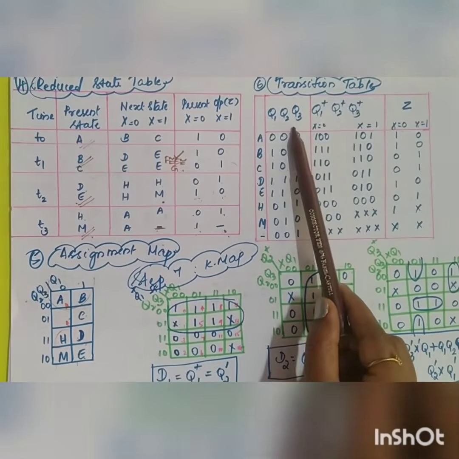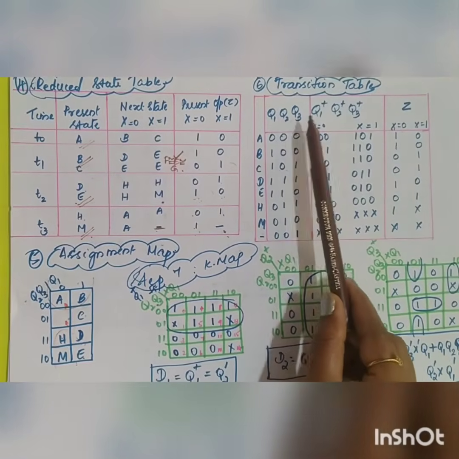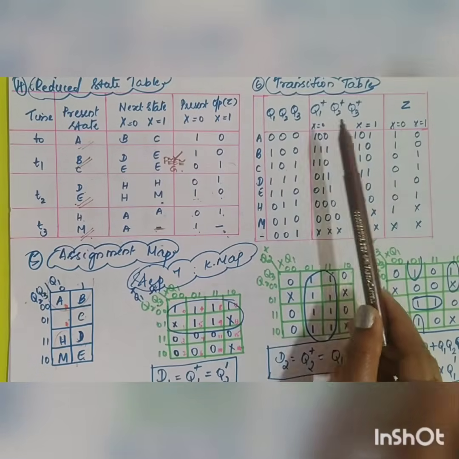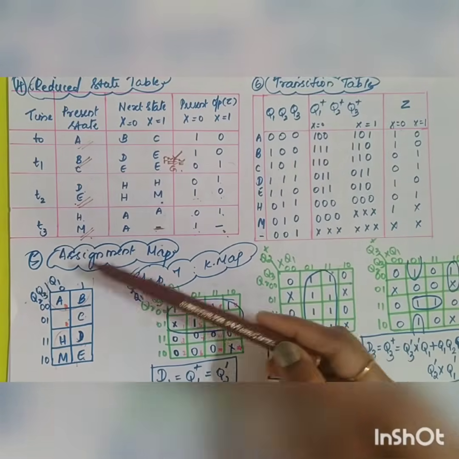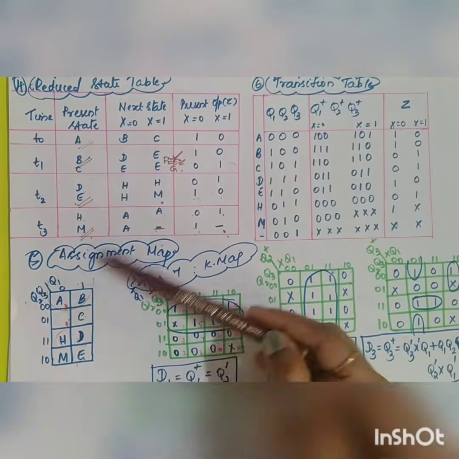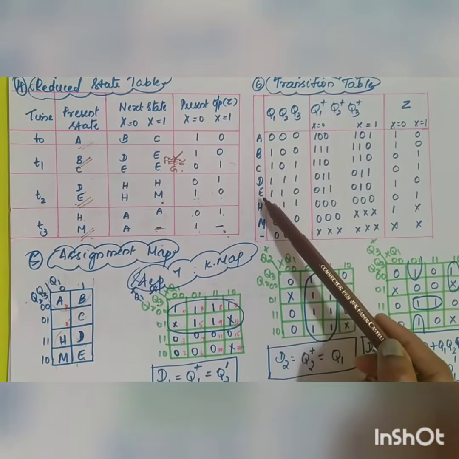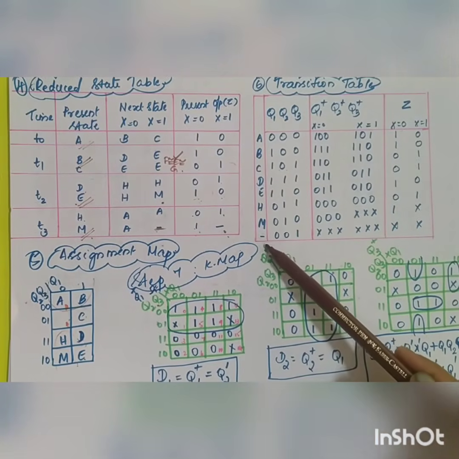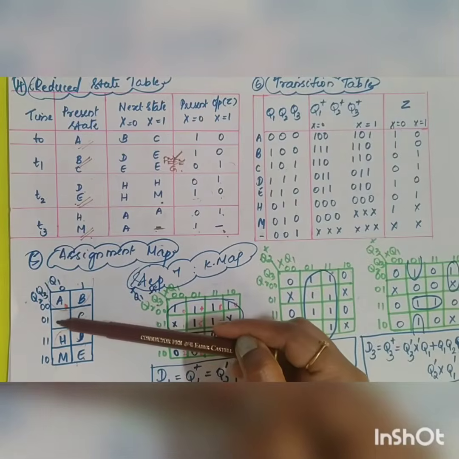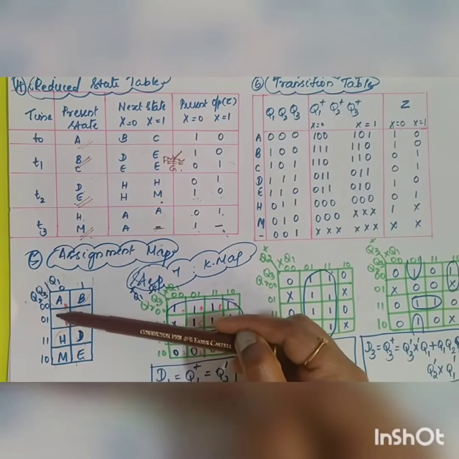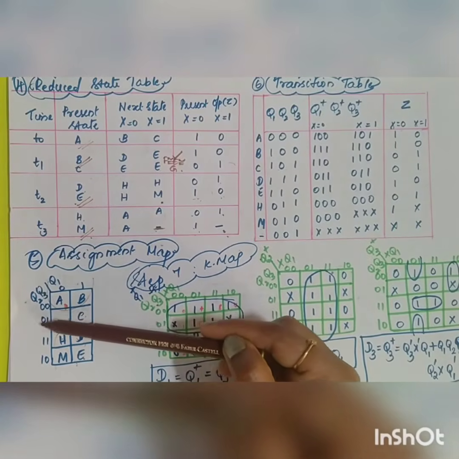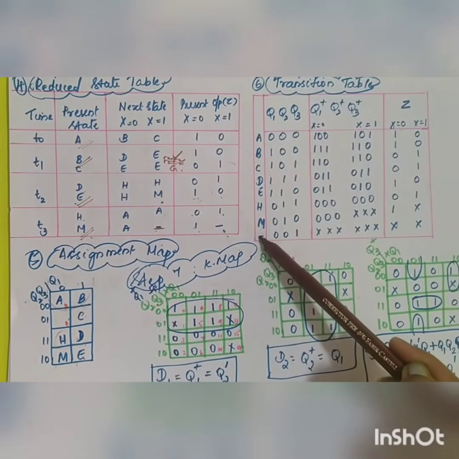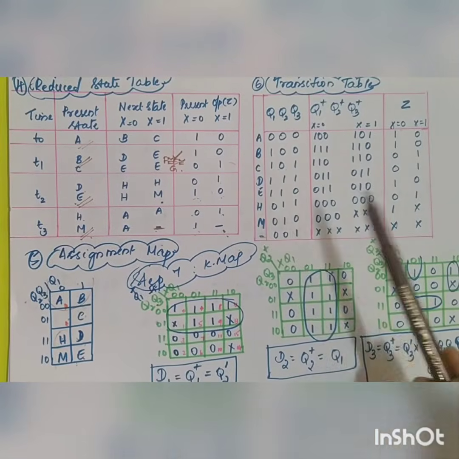So what is your transition table, which gives you the present state, next state and your output, right? Q1, Q2, Q3. So what are your different states? A, B, C, D, E, H, M, and the last one you don't have the condition, that this one is not present, right? That is 0, 0, 1. So 0, 0, 0, 1, you don't have the state.